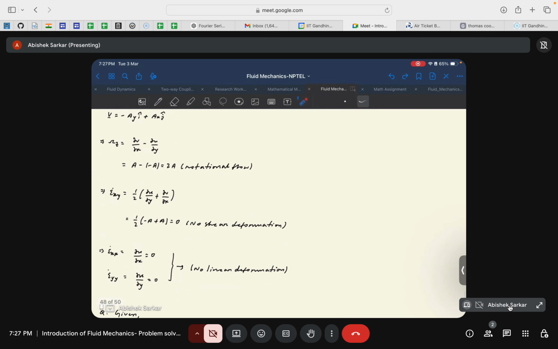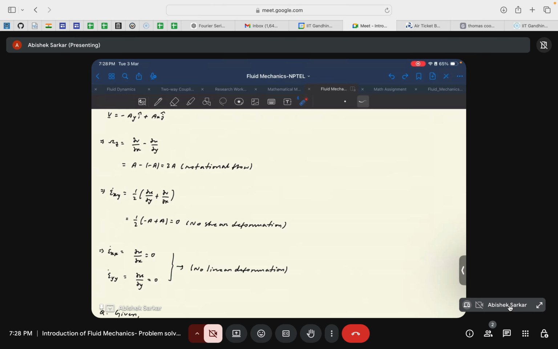Then for the linear deformation, we need to look into the normal components of the stress tensor or the strain rate tensor. I sometimes interchange between stress and strain rate tensor, because for Newtonian fluids it is just a factor of multiplying with 2 mu. So basically they are the same, just multiplied by 2 mu. So we will have epsilon xx as dou u by dou x, which is equal to 0, and epsilon yy as dou v by dou y, which is equal to 0. So there is no linear deformation.